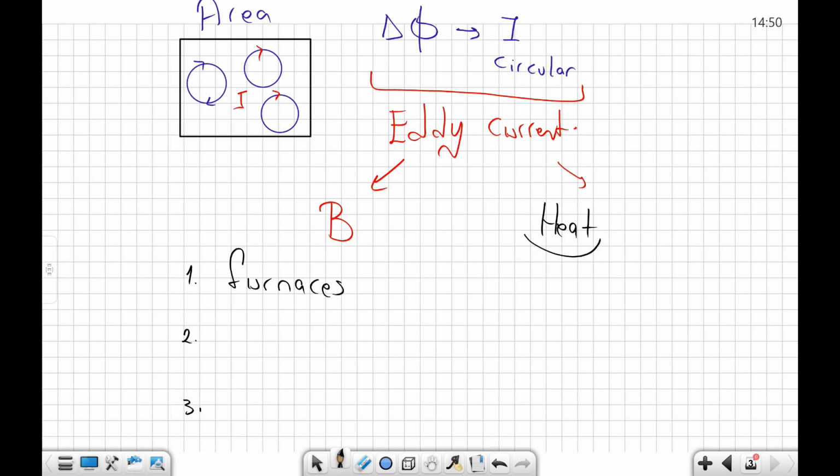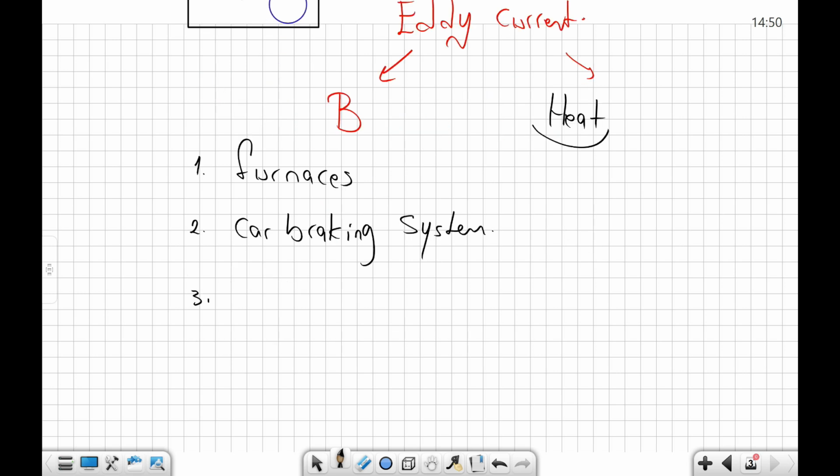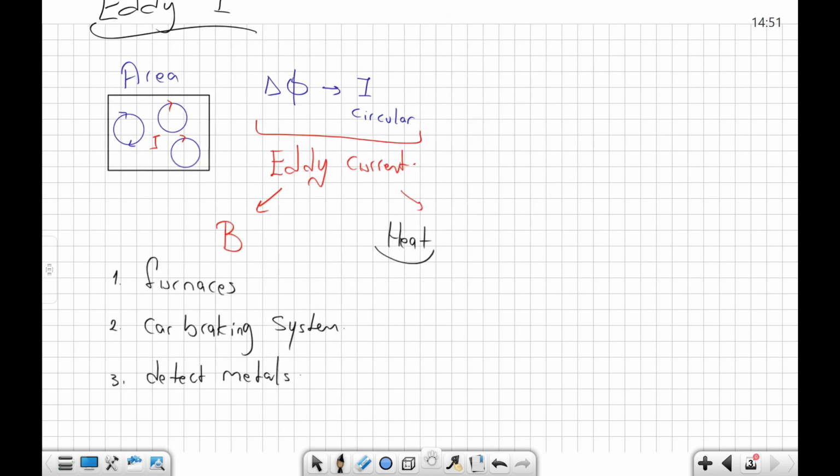We can also use it for a car braking system because of Lenz's law. If you increase it, it will try to repel it, so it will stop the wheel right away. The last one, it is used to detect metals underground, or it is used in airports. So this is the last topic in section 1.